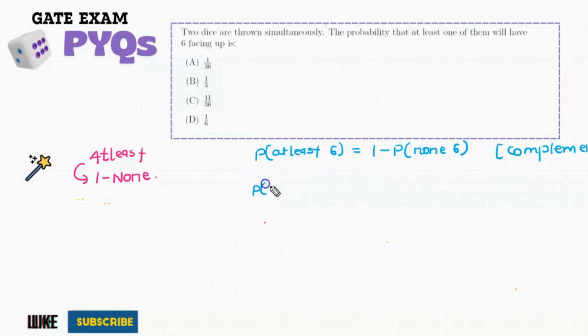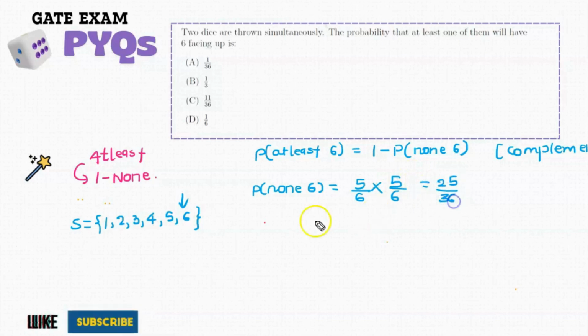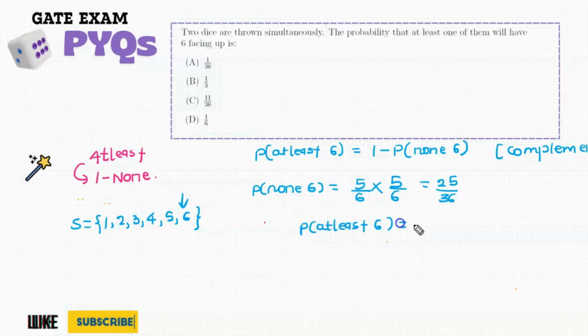So the probability that none of the dice show 6. In a roll of a die, what is the sample space? It is from 1 to 6. Now if it does not have 6, what is the probability? It is going to be 5 by 6. And again for the second die also no 6, so we have probability 5 by 6. Simplifying we get 25 over 36. So what is the probability that at least one of them is 6? It will be 1 minus none. So 1 minus 25 over 36, which gives the answer as 11 over 36. So the correct option is going to be option C.